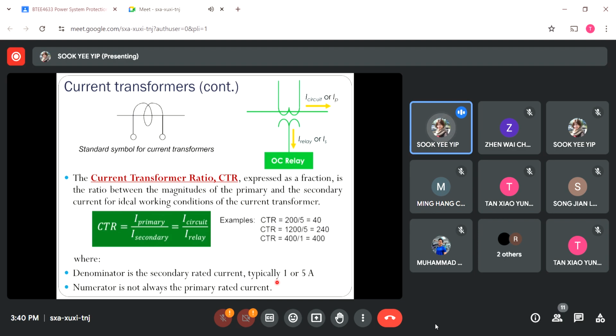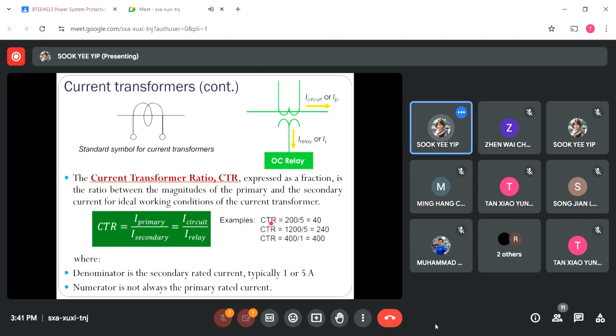Okay, so let's check out some examples here. Now we have different conditions of different current transformers. Suppose the normal current flowing through the power line here is 200 amp, and we know that the secondary current has been standardized to 5 amp and then sent to the overcurrent relay, for example. If we want to find the current transfer ratio, it will be 200 divided by 5, which is 40. We know this is the CTR value.